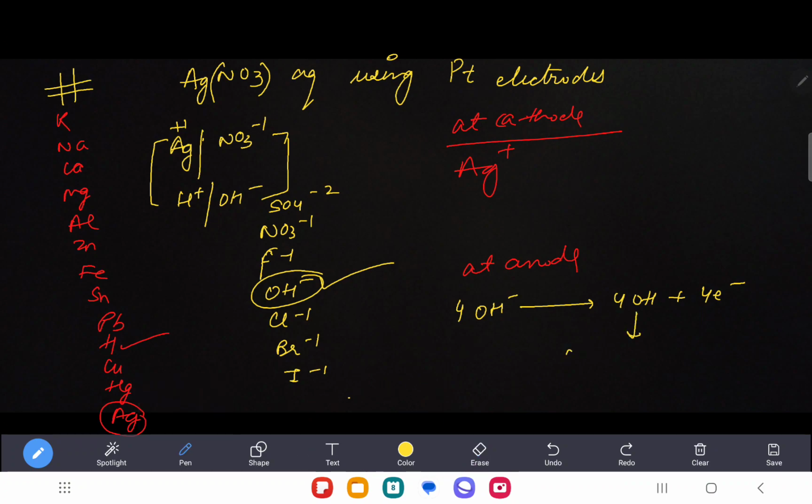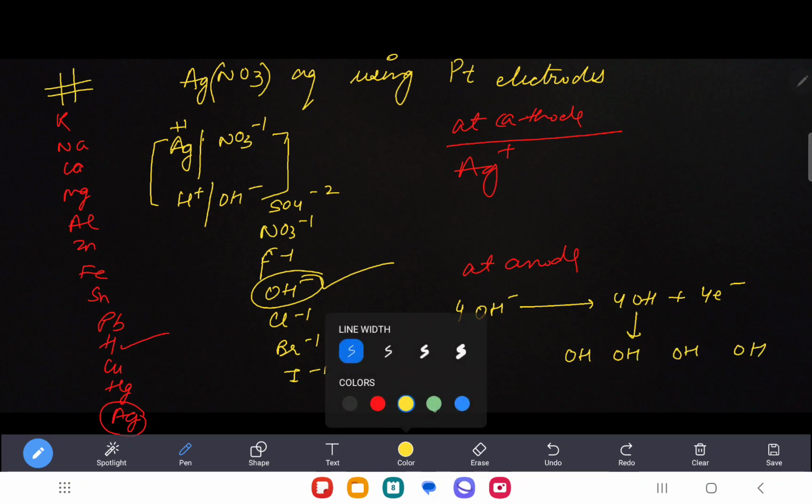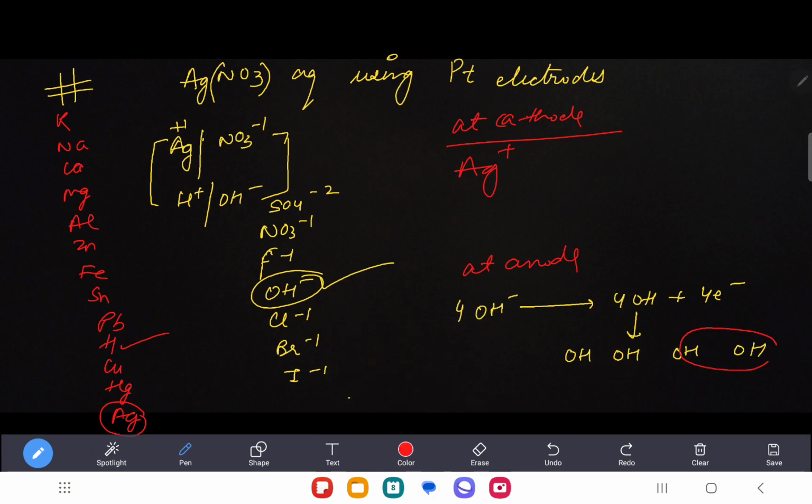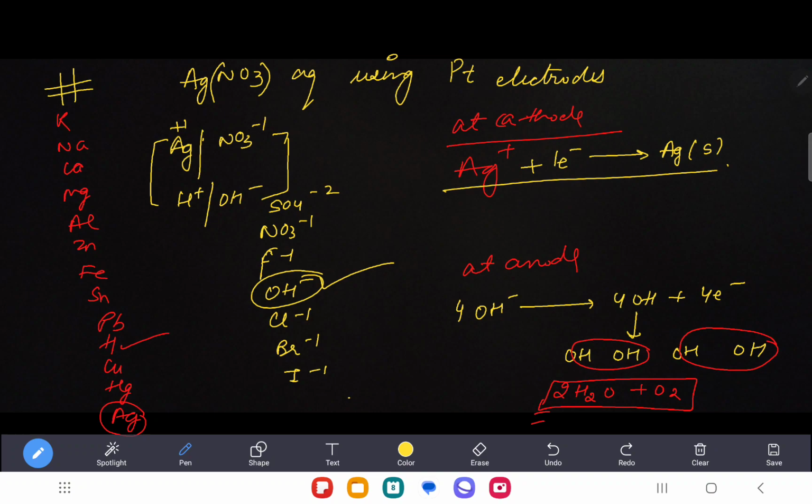So it is going to form what? OH, OH, OH and OH. So it is going to form what? H2O and H2O, and it is going to form 2H2O and O2. So this shall be formed right here. Yes or no? And at cathode it is going to form, one electron, so it is going to form Ag solid. Simple. Any doubts on this?